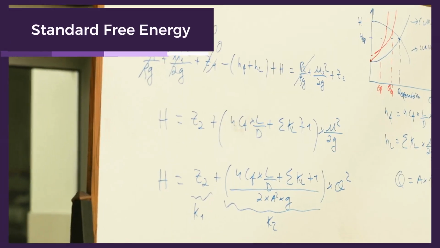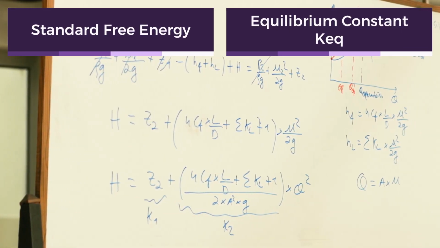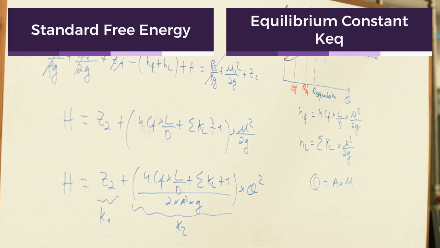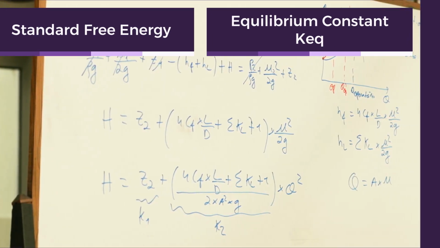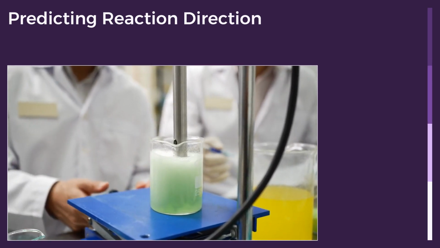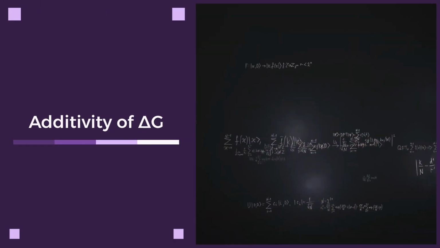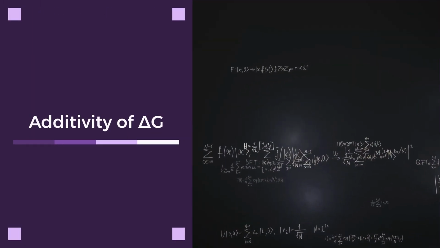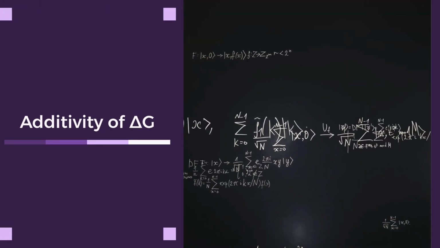The relationship between standard free energy change and the equilibrium constant allows us to analyze reactions at standard concentrations. By knowing the equilibrium constant, Keq, we can predict the spontaneous direction of a reaction. Free energy changes are additive, meaning we can sum them across sequences of consecutive reactions.